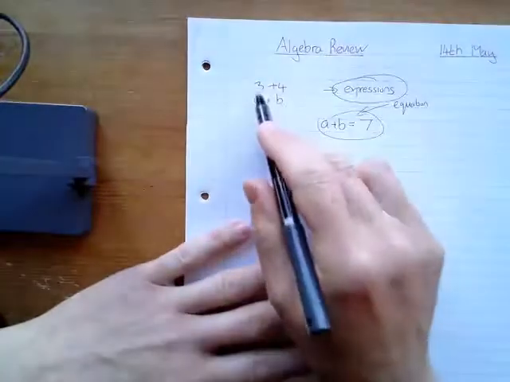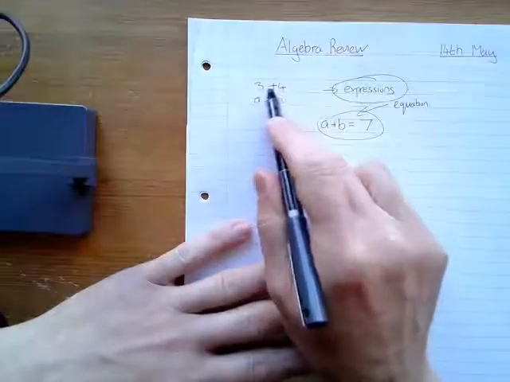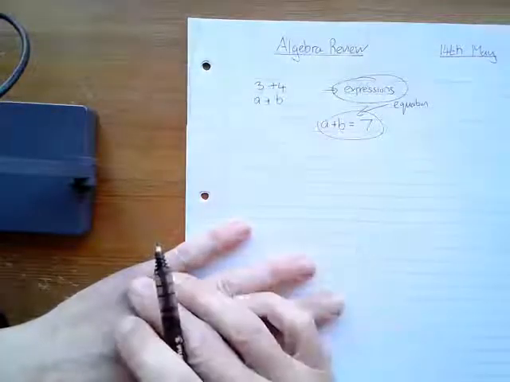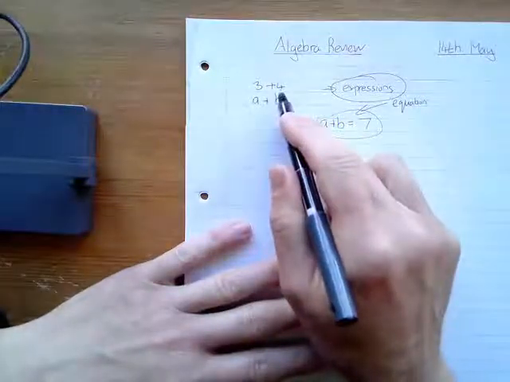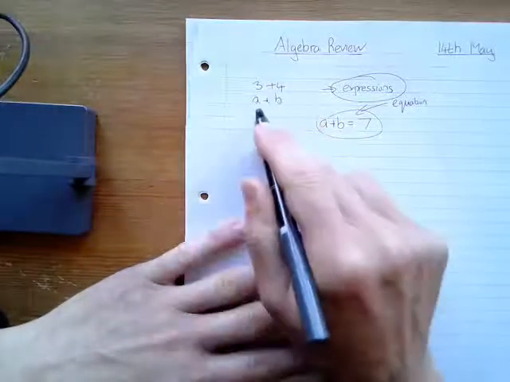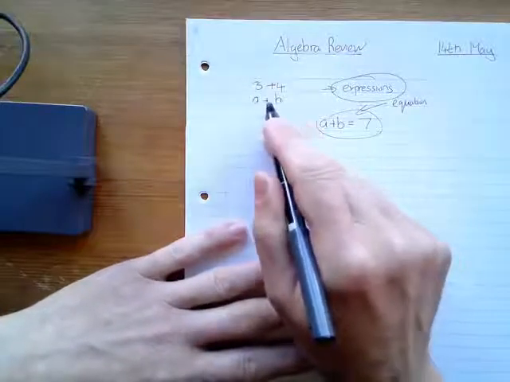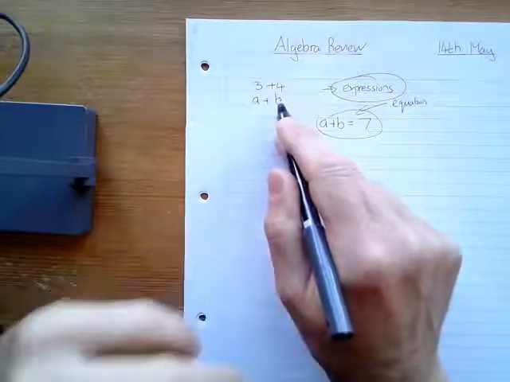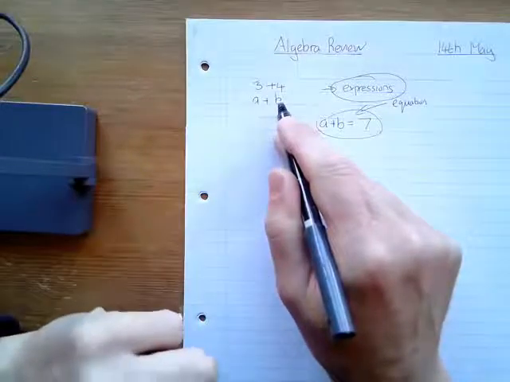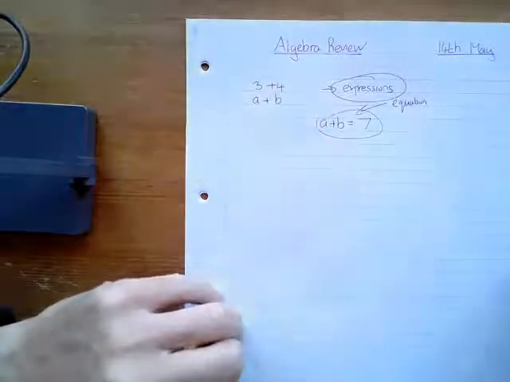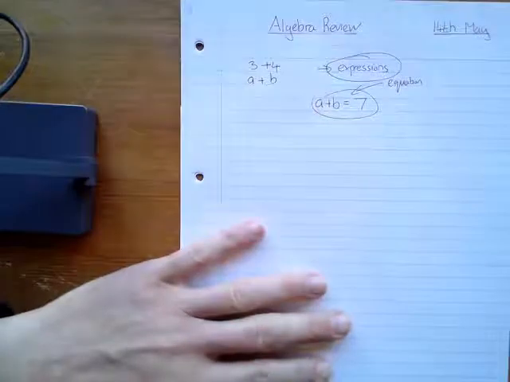Now, if you've got numbers in an expression, then it works out to an answer. So 3 plus 4 is obviously 7. But if I just write a plus b, then it doesn't really have an answer. It doesn't have a value. Unless, of course, you're told what a and b are actually equal to. And that's what today's lesson's about.